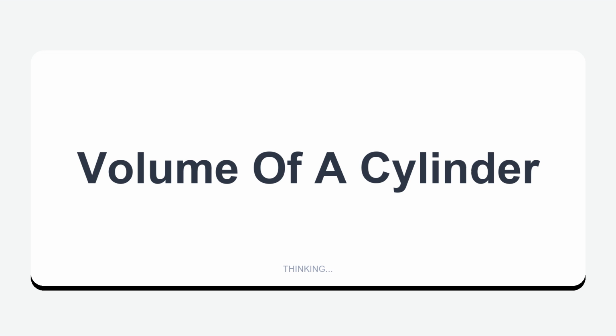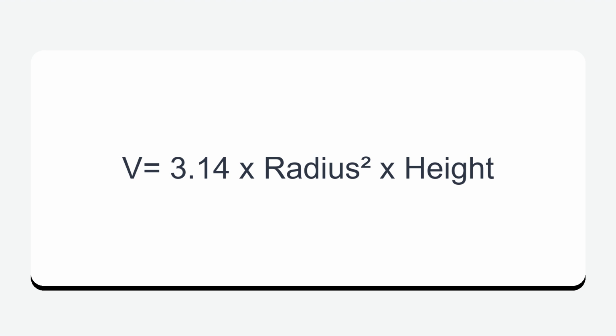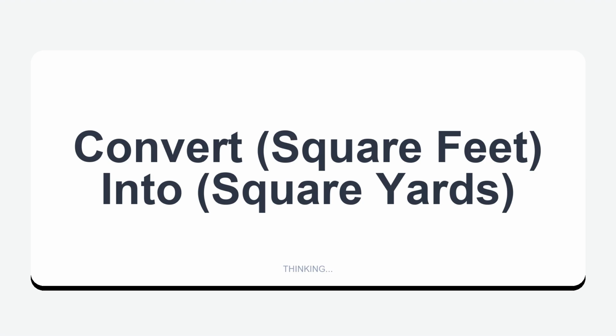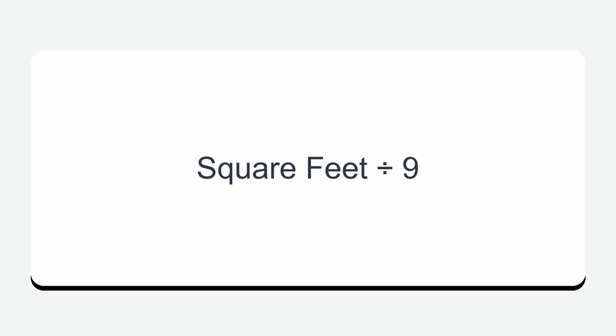Volume of a cylinder: V equals 3.14 x radius squared x height. Convert square feet into square yards: square feet divided by 9.